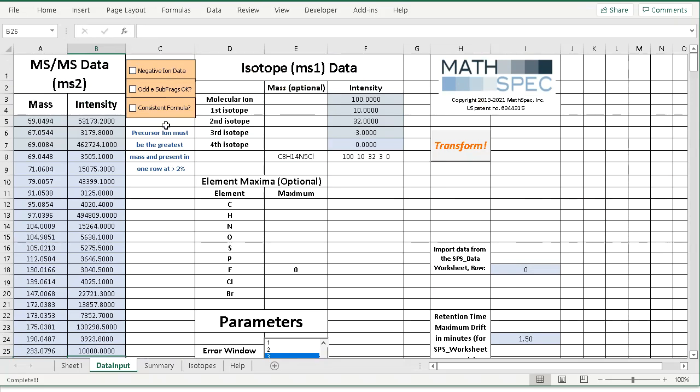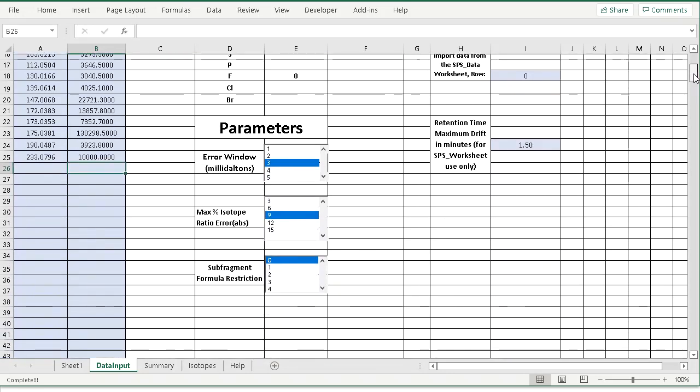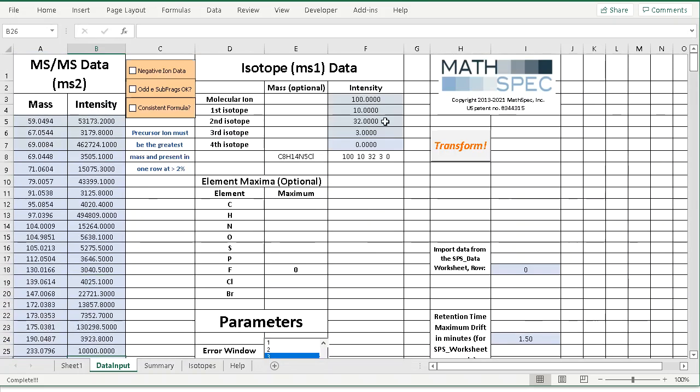And there are some parameters for this, such as positive ion data, for example. I'm just going to use the default parameters, which exclude fluorine and have a 3 millidalton error window for mass and 9% for the isotopes. So we should be okay here. And now I'm going to click on the transform to start the analysis.